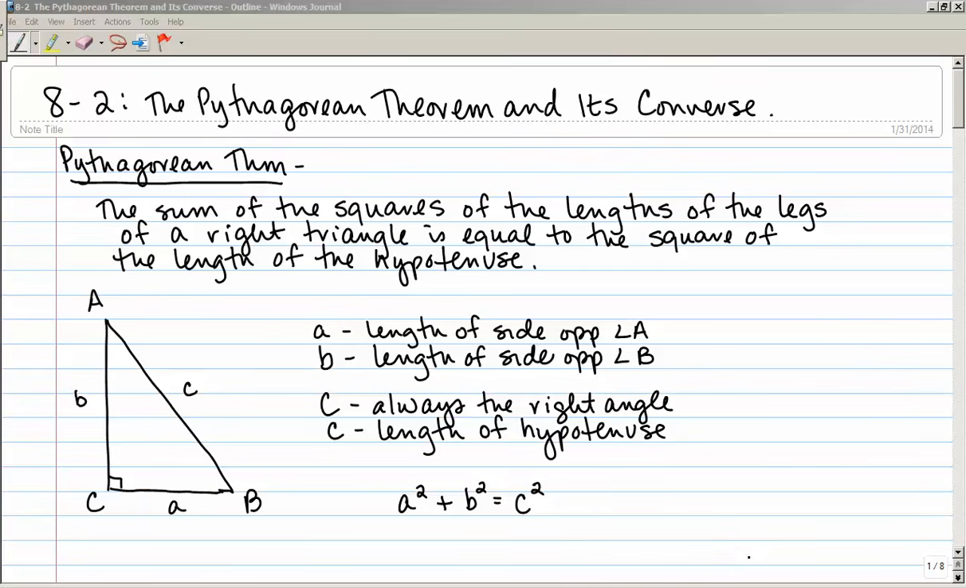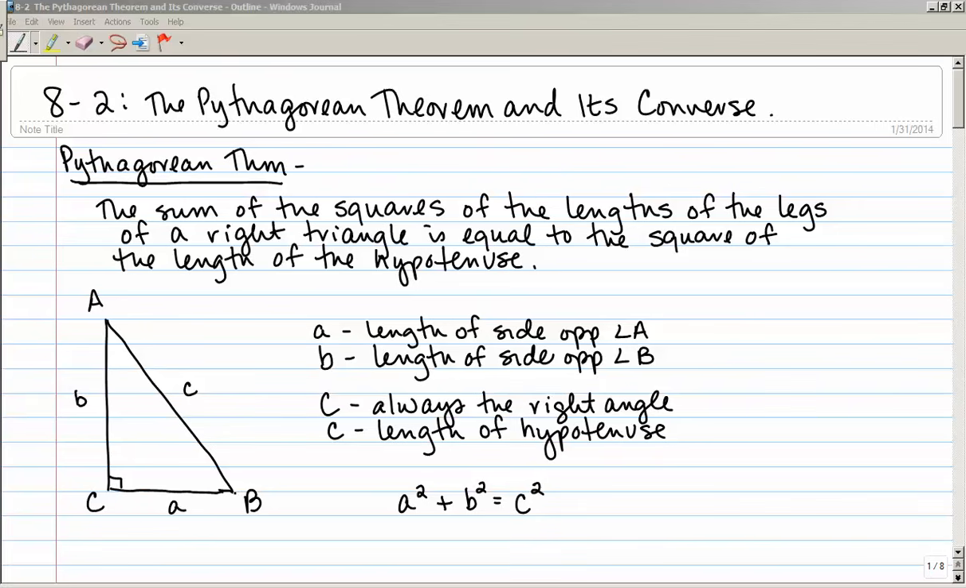Section 8.2 is on the Pythagorean Theorem and its converse. The Pythagorean Theorem says that the sum of the squares of the lengths of the legs of a right triangle is equal to the square of the length of the hypotenuse. So, given right triangle ABC, we have right angle C and acute angles A and B.